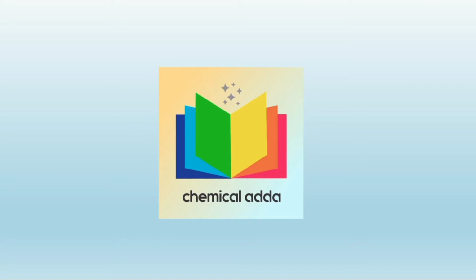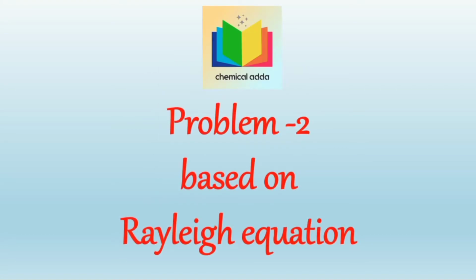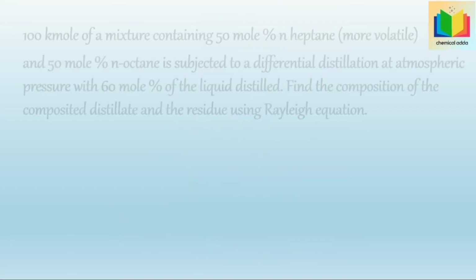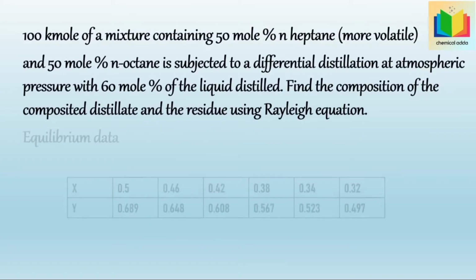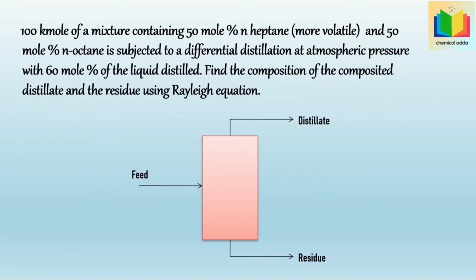Hello everyone. Today's topic is a problem based on the Rayleigh equation for a simple distillation column. Let's see an example of how to calculate the composition of composite distillate and residue in simple or differential distillation using the Rayleigh equation. So let's see an example.